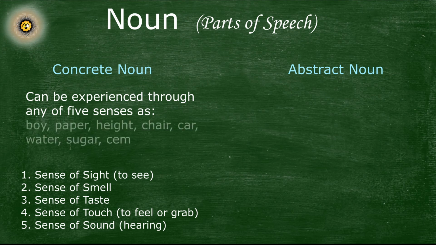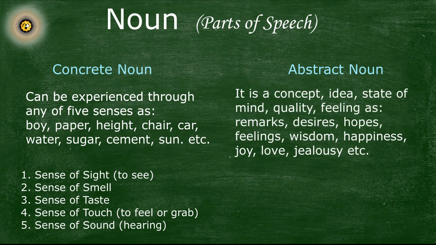All right. For example, boy, paper, height, chair, or car, right? So now comes the abstract noun. Abstract noun is basically a concept or an idea. It's a state of mind, basically, quality or a feeling, right? You cannot sense it with any of your five senses, right? For example, remarks, hopes, desires, feelings, love, and so on.